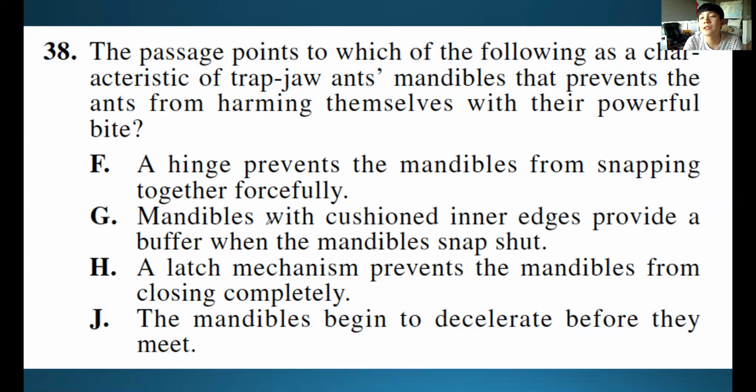The passage points to which of the following as a characteristic of trapjaw ants' mandibles that prevents the ants from harming themselves? So you would obviously think, if I had such strong jaws that they snap together with a force that's bigger than my weight, then it would hurt the ants. But what does it say? Well, this is another one of those questions that wants to waste your time by making you look and find it in the passage.